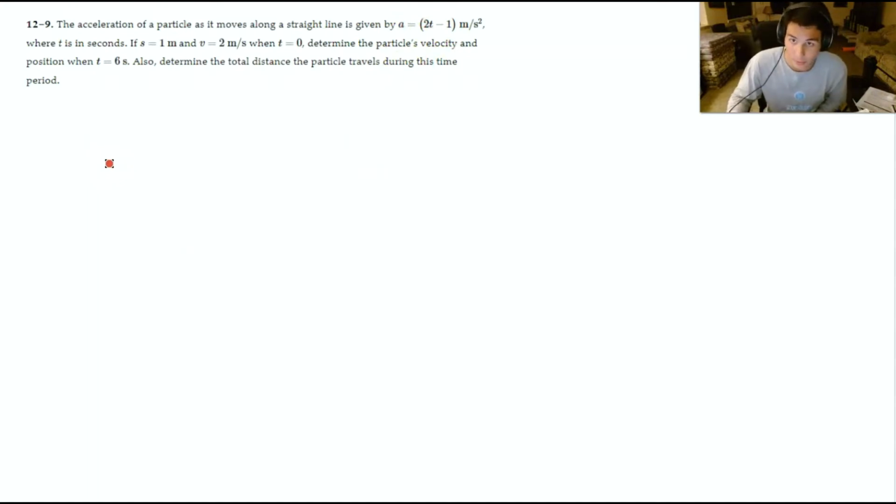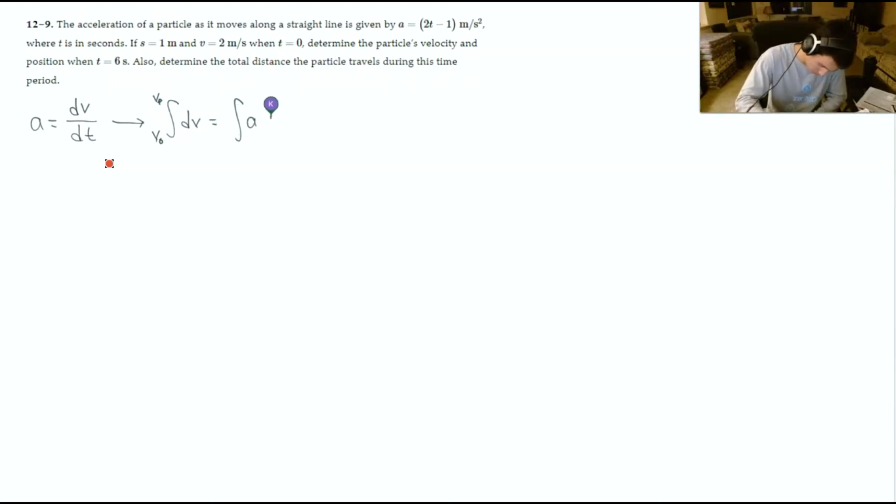Okay, what do we want to do first? What's the easiest thing? We have acceleration, so why don't we find its velocity? We know a is equal to dv/dt. So I'll write it this way: the integral of dv from v initial to v final is equal to the integral of a dt, from initial time 0 to final time t.